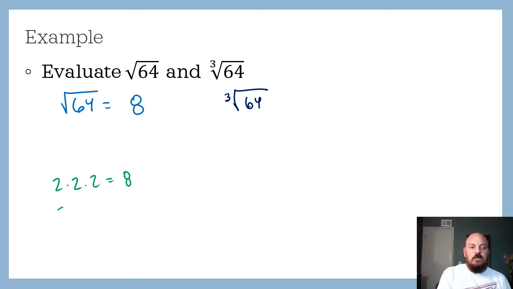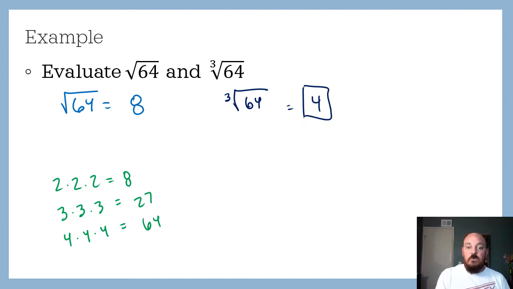Let's try 3. 3 times 3 times 3. 3 times 3 is 9. 9 times 3 is 27. Let's try 4. 4 times 4 is 16. And 16 times 4 equals 64. So the answer to this question is actually 4, because 4 times 4 times 4 is 64.